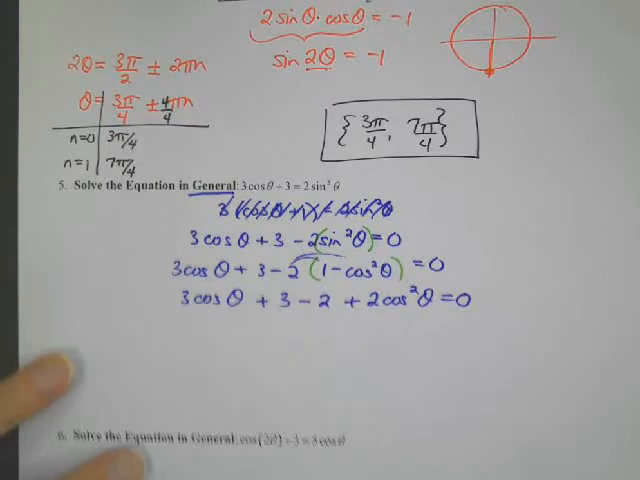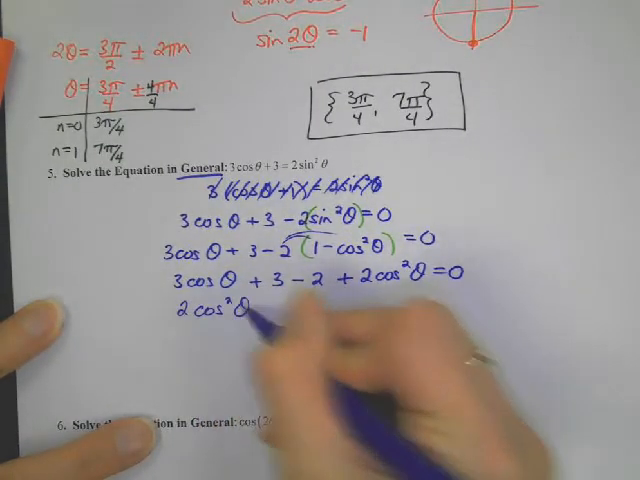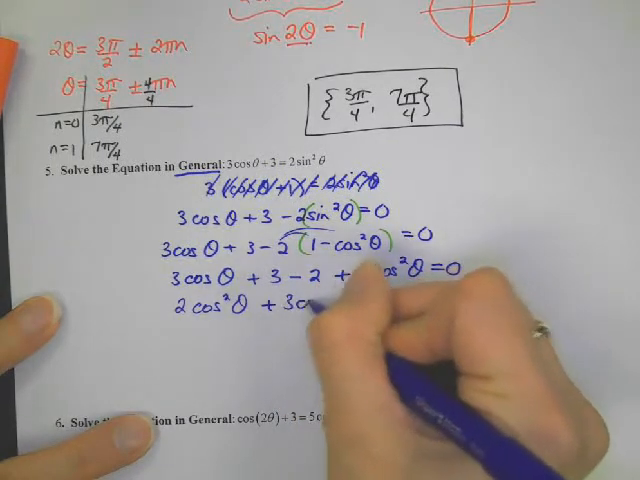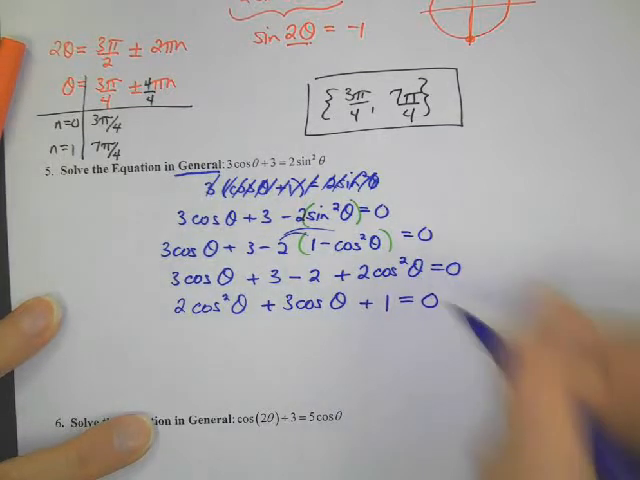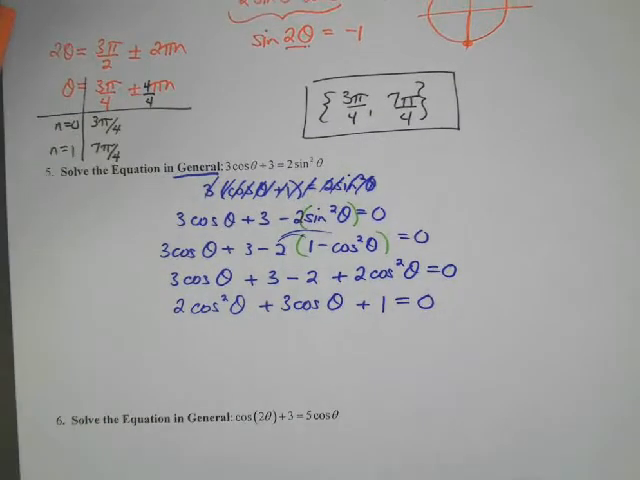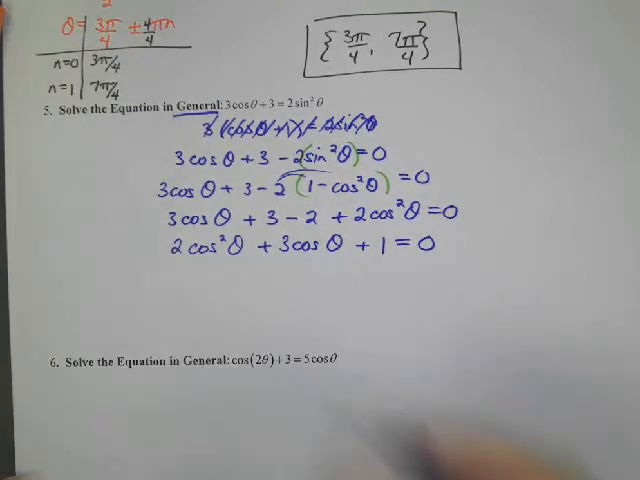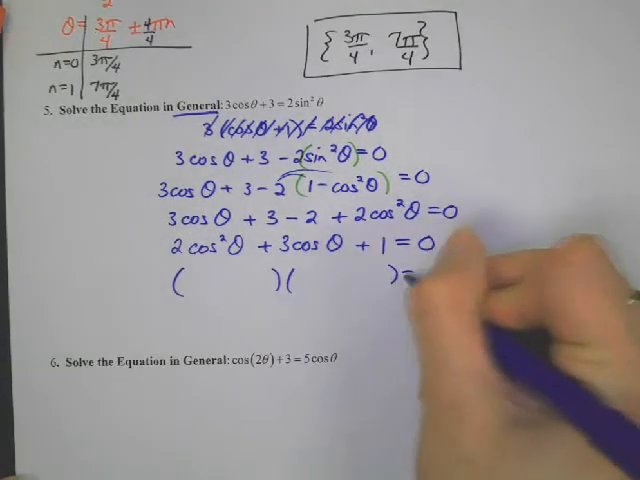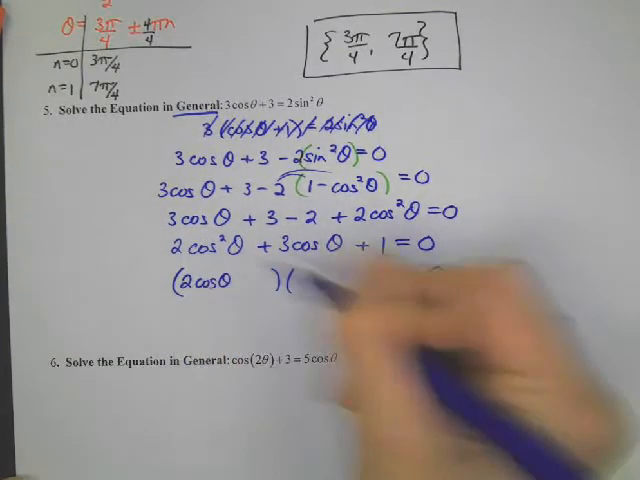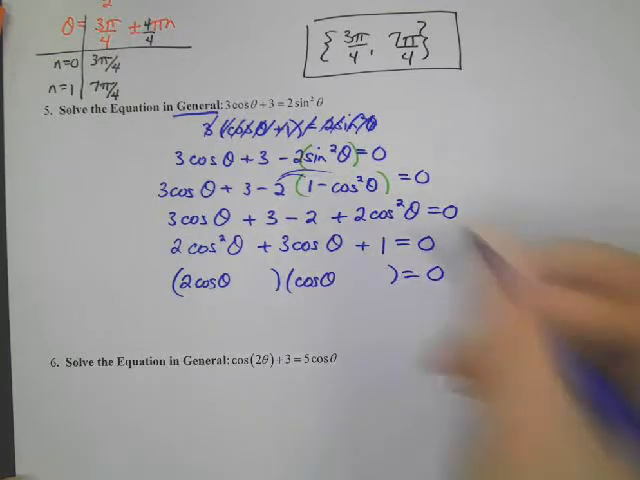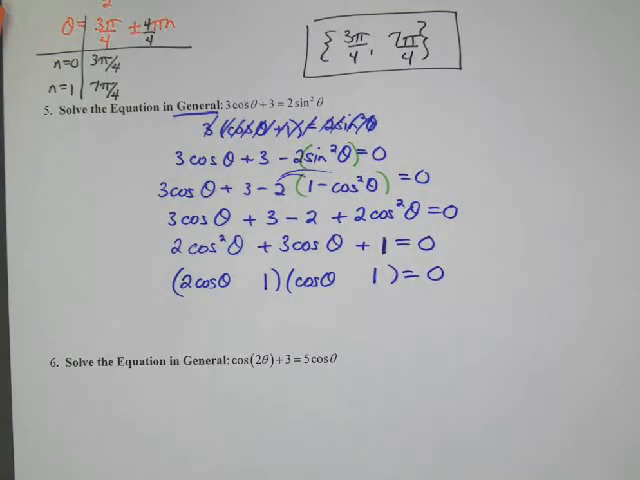All right, let's put this in our favorite descending order. 2 cosine squared of theta plus 3 cosine theta plus 1 equals 0. Now we can definitely factor this. The angles are all the same, and all the terms are cosines. Okay, so we're going to factor this and make a 0. It's going to be 2 cosine of theta and a regular cosine of theta. I know that to make a 1, my lasts have to be 1s.